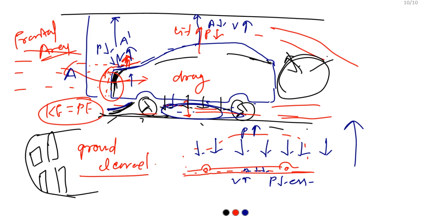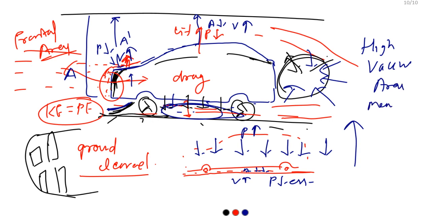So creating a kind of vacuum here, and this one is really dangerous for a vehicle. High vacuum area means high drag. Remember this, high vacuum area means high drag.